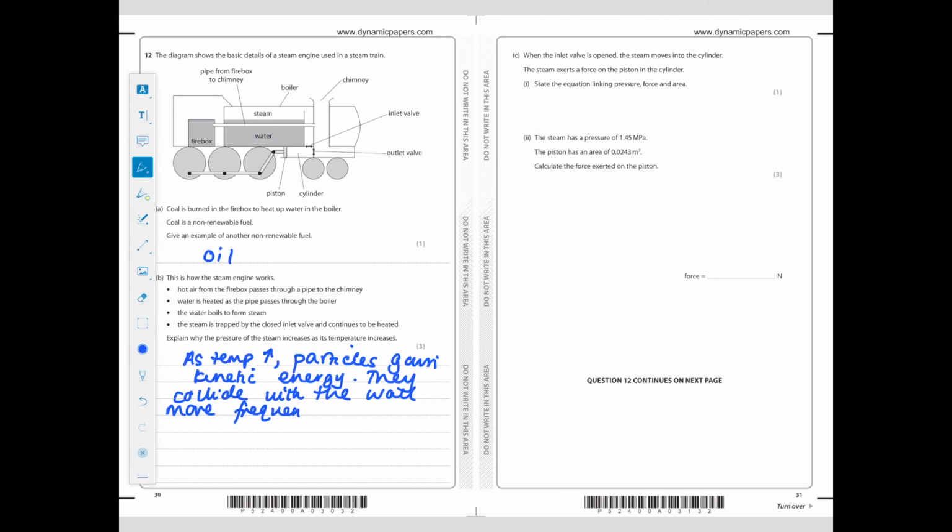I always laugh at these questions because they come up all the time, and that's why I put them in my revision guide, and they're always hidden to do with steam engines or foam cans or whipped cream cans, but they're always the same. So they collide with the wall more frequently, creating a larger force. And then crucially, the last thing you want to do is mention the appropriate equation, which is F = PA. So pressure equals force over area, which is why that is appropriate to write.